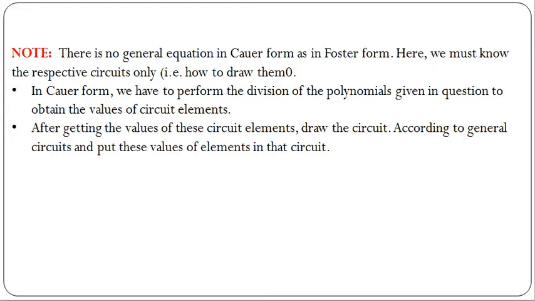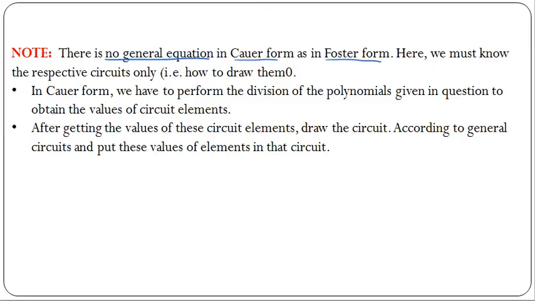Now let us see a note point. There is no general equation in the Cauer form as in the Foster form. In the Foster form, for the first and second forms, we obtained the general equations, meaning for the LC network we obtained a general equation. Similarly, for RC and RL networks we obtained general equations. And for the Foster first form and second form, those equations were different.